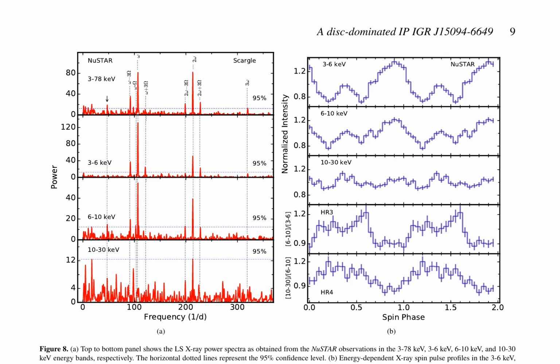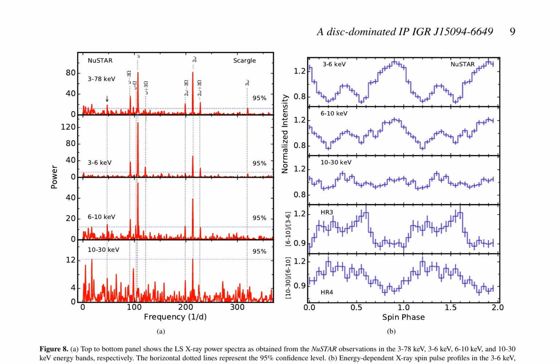Analysis of the Lomb-Scargle X-ray power spectra, derived from the NuSTAR observations of IGR J15094-6649 in multiple energy bands, reveals the presence of several frequency peaks, most prominently omega, omega minus 3 Omega, omega plus 3 Omega, 2 omega, 2 omega minus 3 Omega, 2 omega plus 3 Omega, and 3 omega. Figure 8 shows that the horizontal dotted lines represent the 95% confidence level, establishing significance.